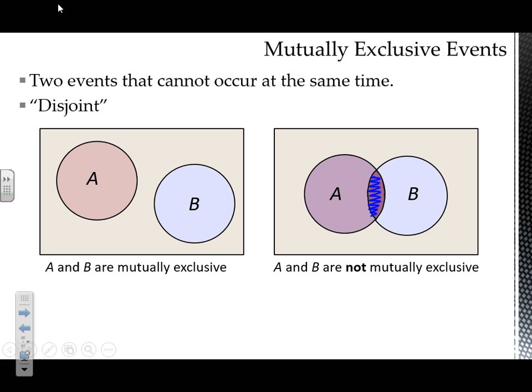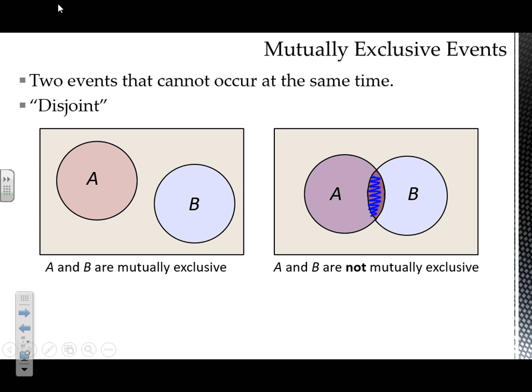So rolling a die, event A might be rolling an even number. And event B might be rolling a number greater than 2. So if one event is rolling an even, what are my options? 2, 4, and 6, right? So 2, 4, and 6 would be my outcomes that are even. Rolling a number greater than 2, what are my options? 3, 4, 5, 6, right?